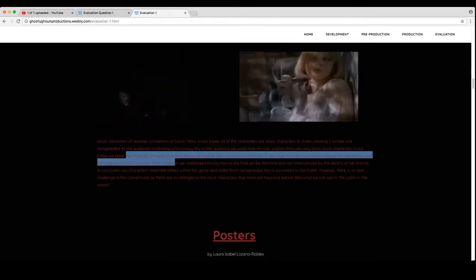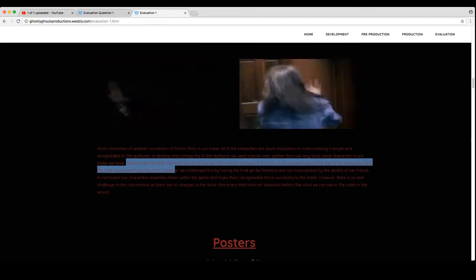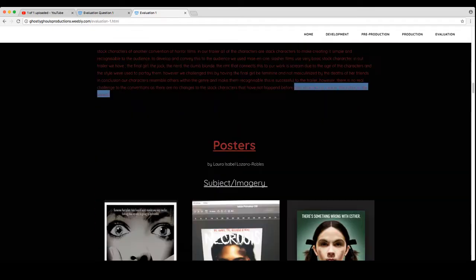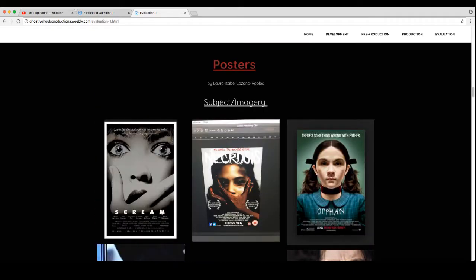Also, the fact that you haven't got the other characters in there, you would probably need to deal with that. You've mentioned Cabin in the Woods, but we haven't got any images here from Cabin in the Woods. Okay, moving on. So you've labelled it up. This is good.